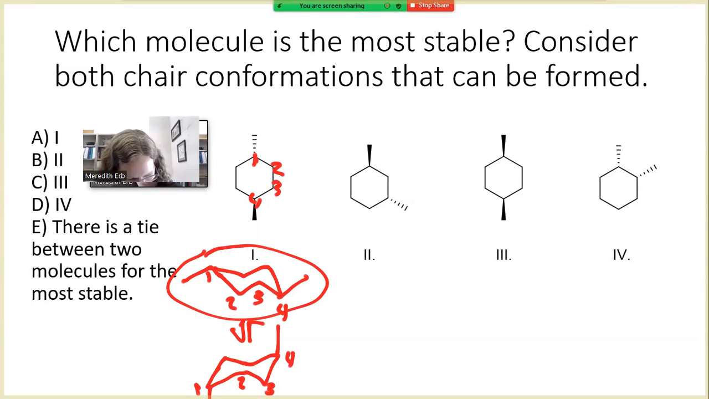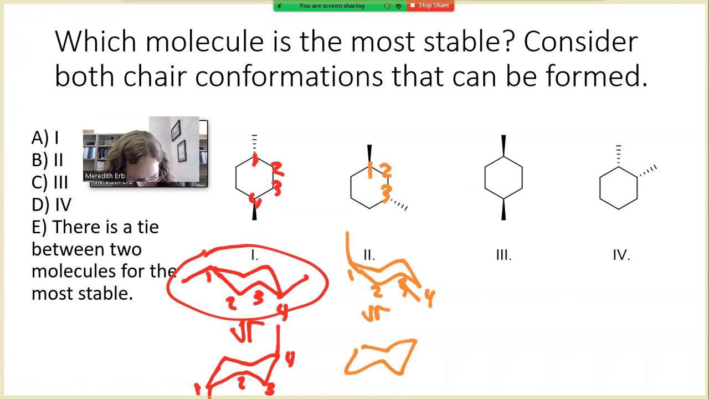Okay, second example, we have 1,3 substitution. We have an up methyl here and a down methyl at the 3. So 1 axial, 1 equatorial. When we draw our ring flip, this becomes equatorial and this becomes axial. So 1 axial, 1 equatorial. So that's not as stable as 1, because in molecule 1, we had 2 equatorial positions.